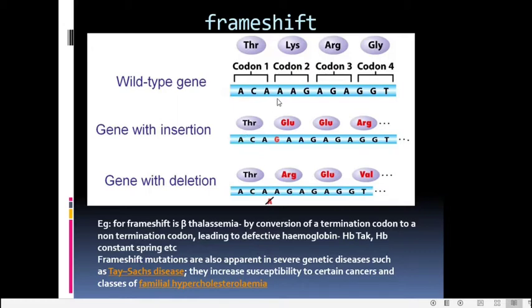But for the second codon, it changes. When the normal mRNA transcript carries the AAG codon, the mRNA produced from the mutant gene will be GAA. So instead of lysine, glutamic acid will be produced. Now thereafter the entire reading frame has changed.